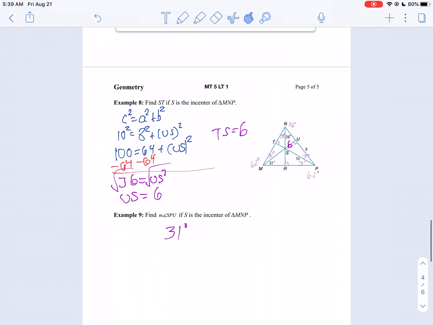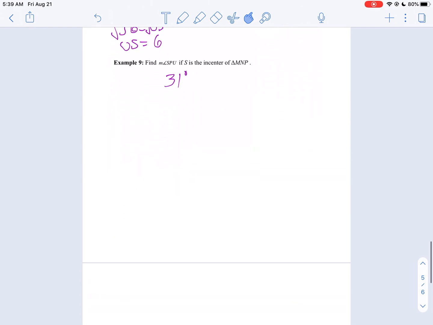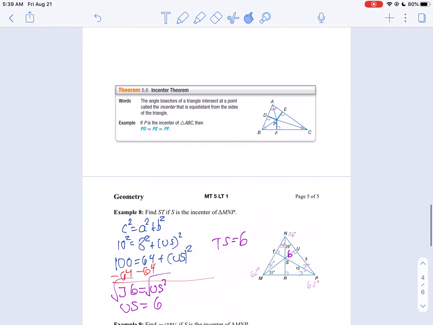That's a lot of work with the angle bisectors there. A little problem solving.